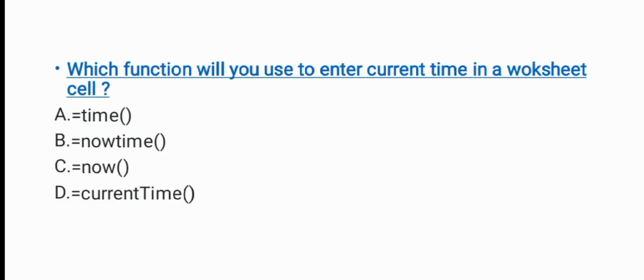Which function will you use to enter the current time in a worksheet cell? Time bracket open bracket close, now time bracket open bracket close, now bracket open bracket close, current time bracket open bracket close. The correct option is option C, now bracket open bracket close. तो जो करंट टाइम होगा वो एंटर हो जाएगा.